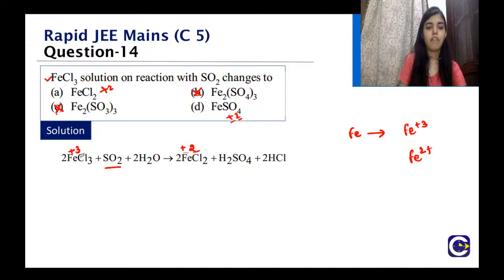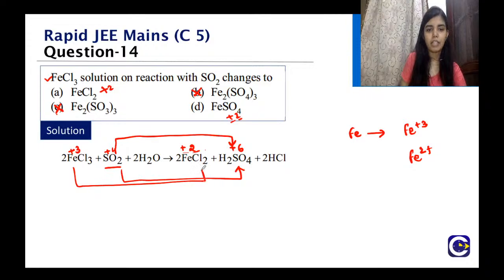So here if you see, FeCl3 converts into FeCl2, that means iron from +3 converts into Fe +2, and SO2 converts into H2SO4. Okay, so here if you see the oxidation state of sulfur, it will come out to be how much? +4. Here it will come out to be +6. That means oxidation of sulfur is taking place and reduction of iron is taking place. Okay.